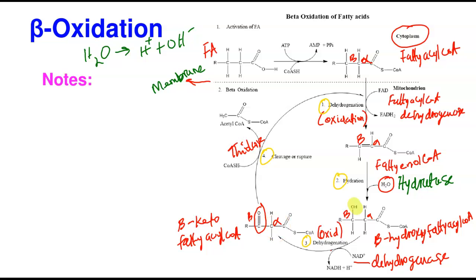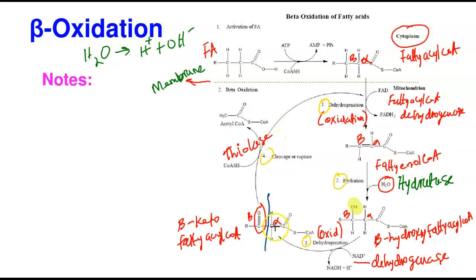Let me use a different color. It comes here to rip this bond, like a machete. Thiolase is a machete that comes to break the bond between the alpha and the beta carbon. That thiolase doesn't seem very clear, so I'm going to write it. This is thiolase. Good. Now, the thiolase comes, but in doing this, it's doing two things.